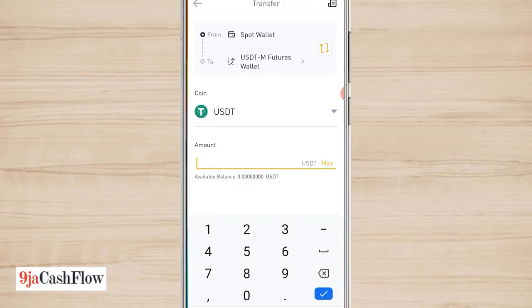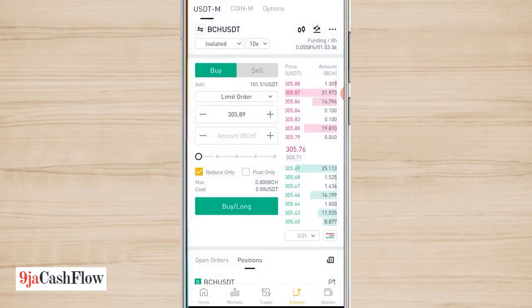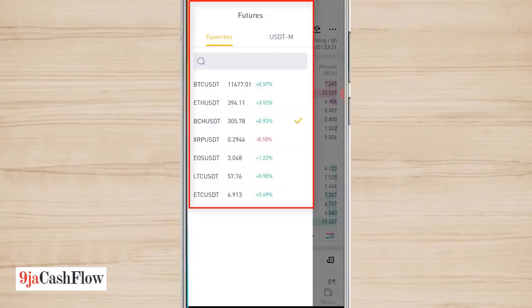So let's go to my wallet and see what is there. Right now I have about 101 USDT in my futures wallet. Before you start trading, you need to know the markets that are on the futures market. We have about 7 of them: Bitcoin, Ethereum, Bitcoin Cash, XRP, EOS, Litecoin, and Ethereum Classic. Personally, most times I trade Bitcoin, Ethereum, and BCH.